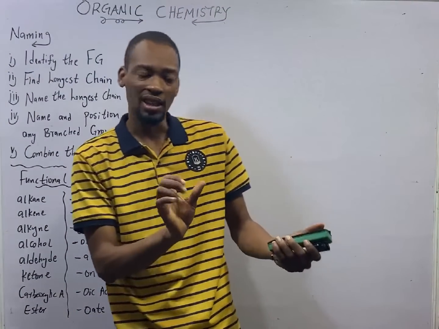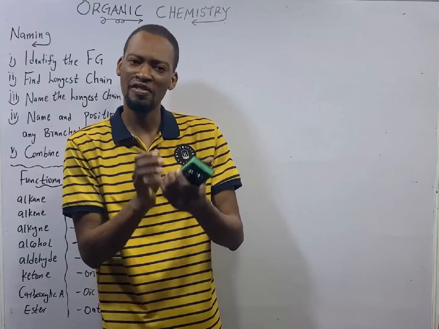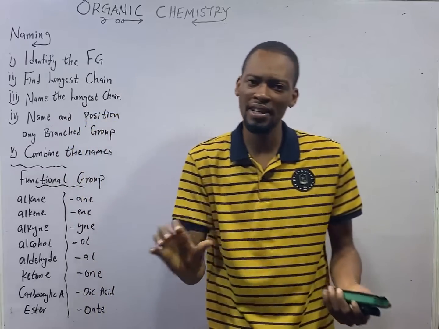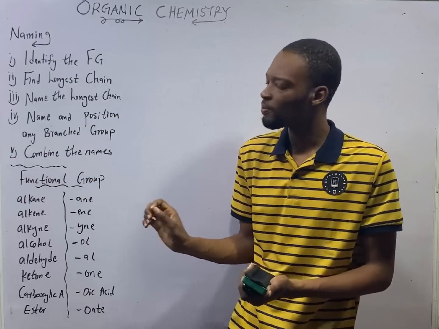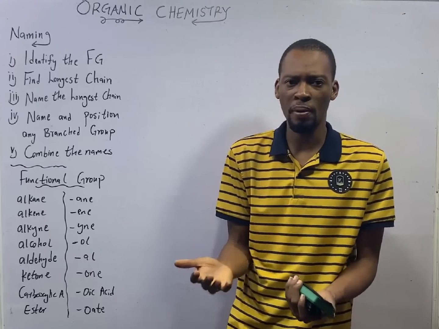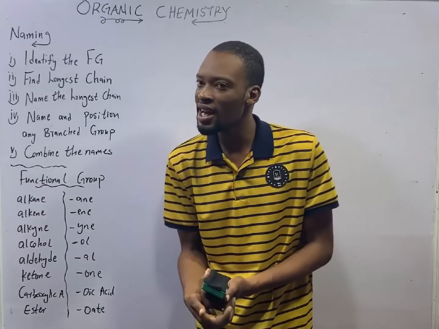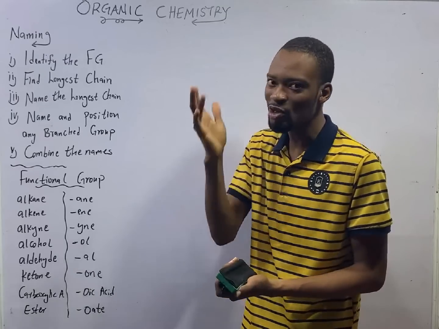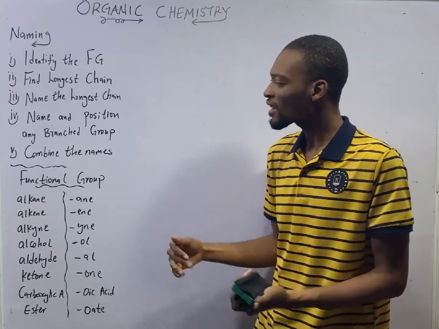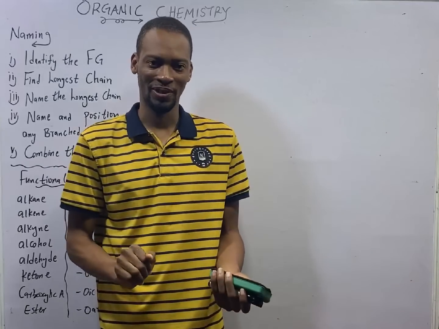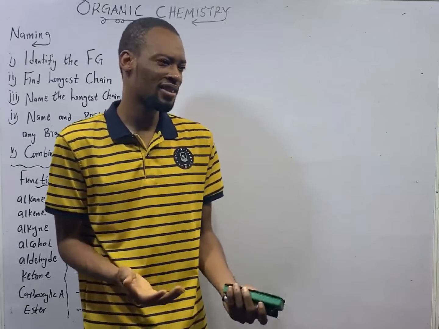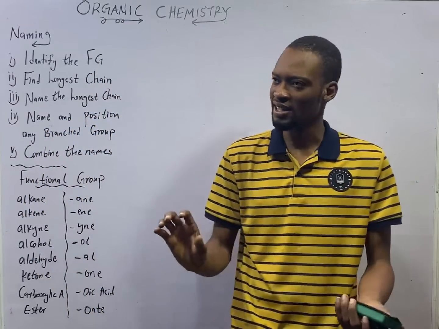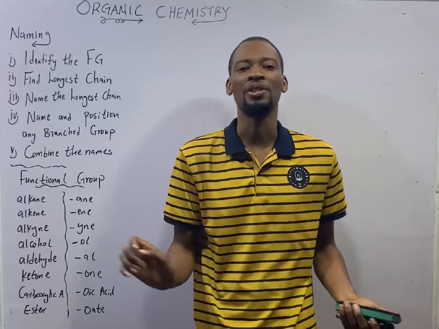Compounds, whether organic or inorganic, usually have two names: the common name, or you can say the trivial name, and the IUPAC name. For inorganic compounds, for example, sodium hydroxide has the common name caustic soda, and calcium oxide is quicklime. We have other names like lime water, baking soda, washing soda, soda ash. All these are common names.